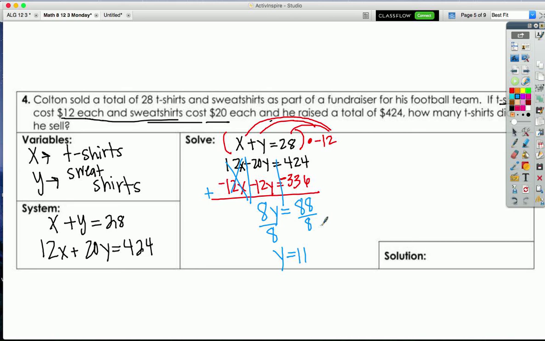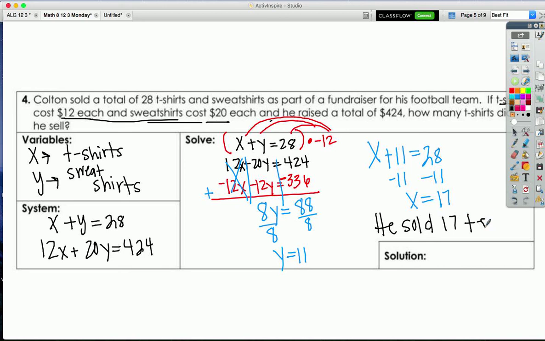So we just found out how many sweatshirts were sold. We need to figure out how many t-shirts were sold. So if I plug it back into the top equation, really it's just 28 minus 11 is what it's going to come out to be. When we minus 11, what's the value for x? 17. Okay, so the answer to our question is that he sold 17 t-shirts.